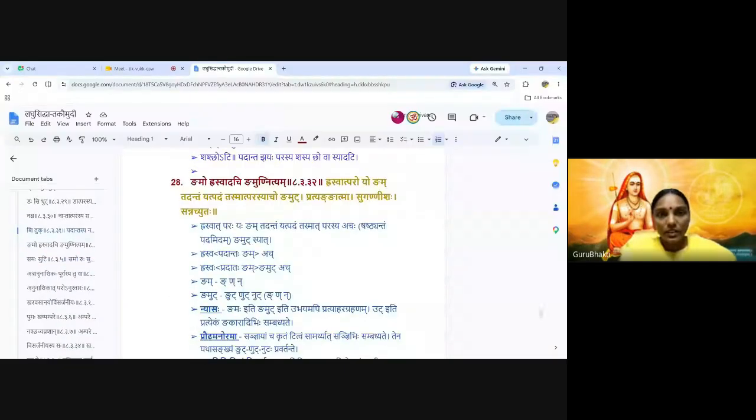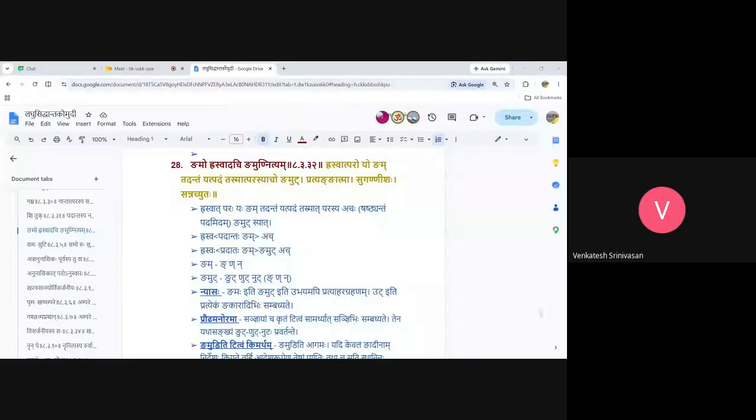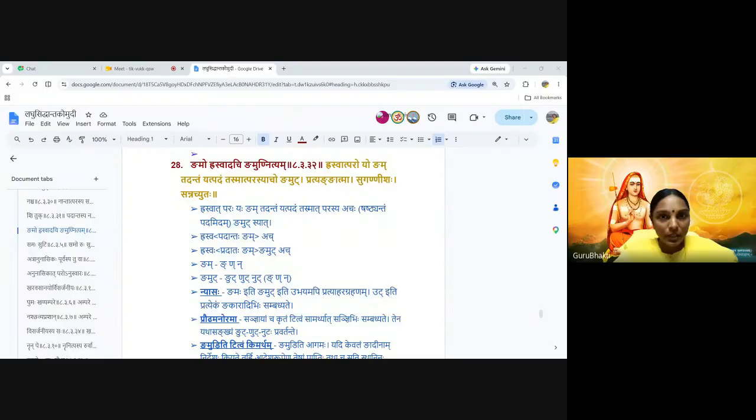We were saying "Namo hrasvad aci nam nityam". What is the meaning of this sutra? When Nam follows a hrasva swara, and in turn that is followed by an Ach pratyaya, then Namut Agama comes there before the Ach. The Ach is the Sthani in this case. Anybody?